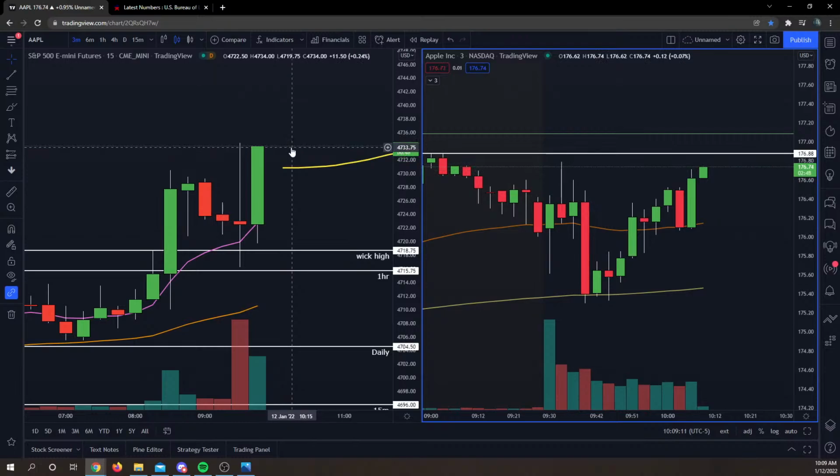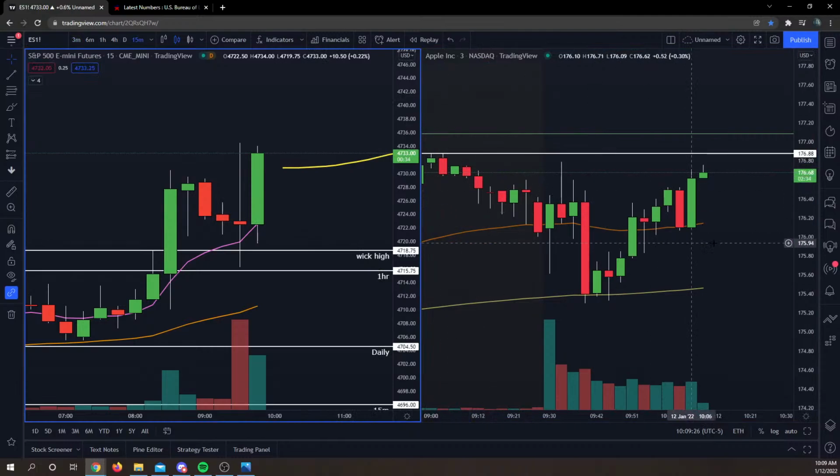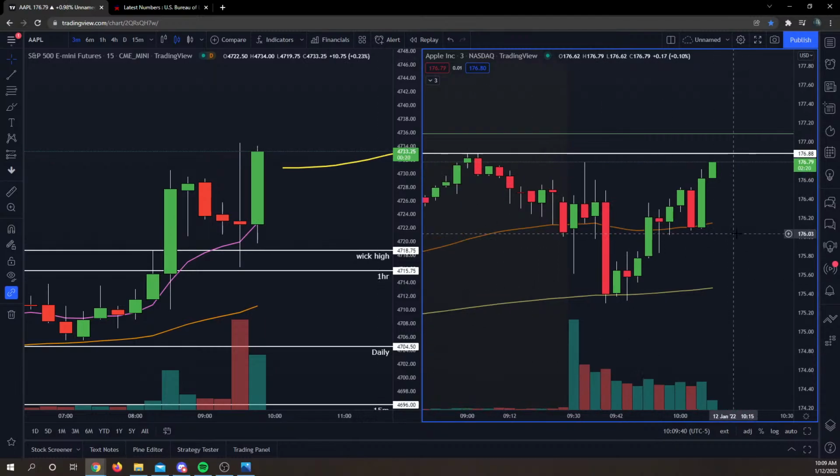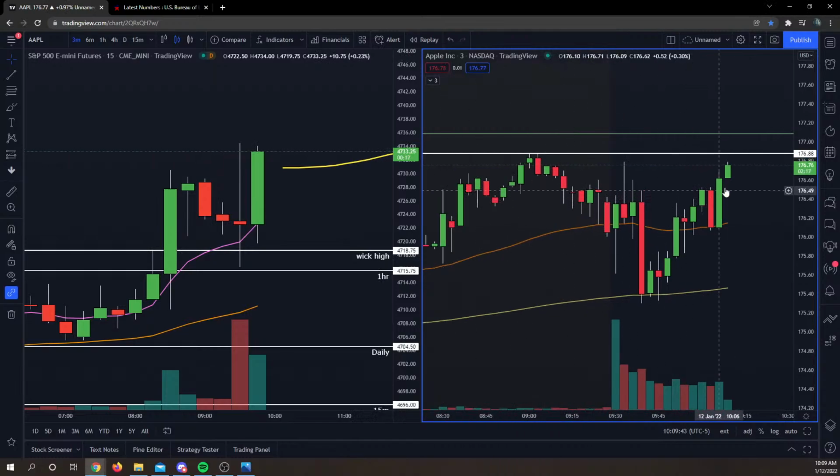Few seconds left here on the E-mini futures. Can we push up another $1 or so from this high point? That'd be great if we could. 30 seconds left. We'll see how it plays out. Ooh, so close. 10 seconds to go here on the futures candle.